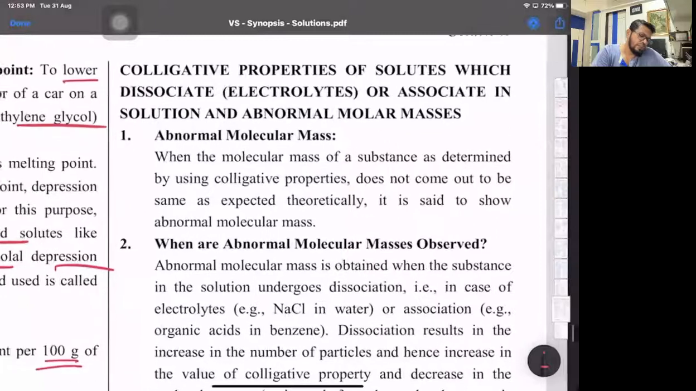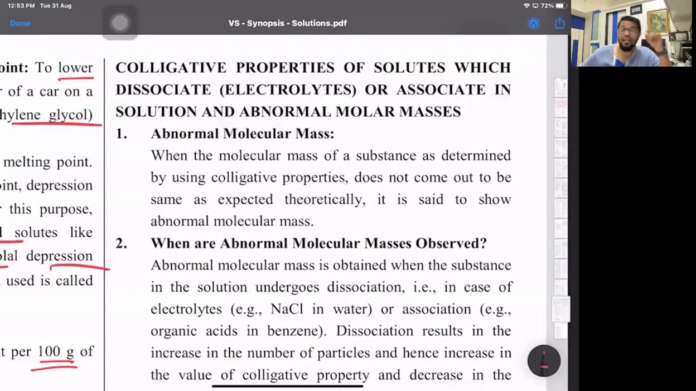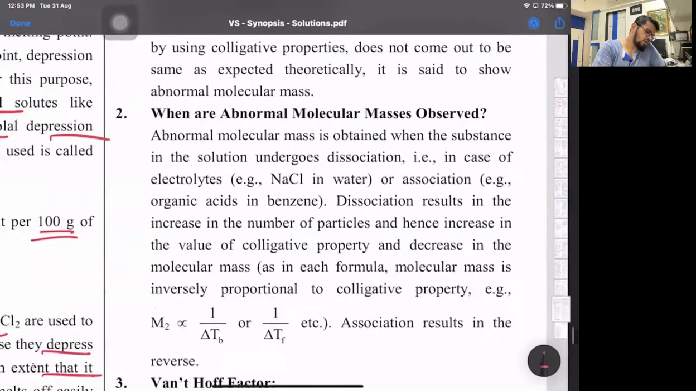Now, the last thing to talk about: colligative properties where the solute particles will either associate or dissociate. Abnormal molar masses are generally where the molar mass is different from the expected. That abnormal molar mass occurs when there is either association or dissociation. Look at NaCl in water, which undergoes dissociation, or association like organic acids in benzene. Acetic acid in benzene will associate.